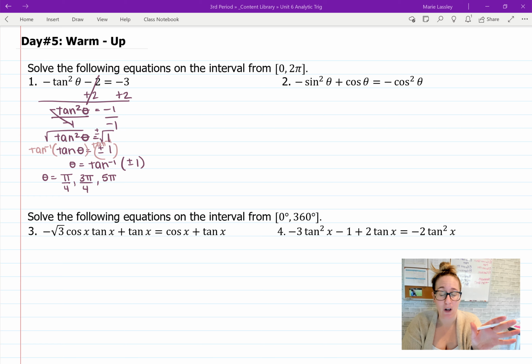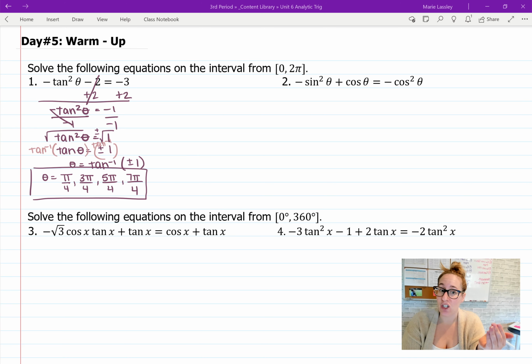So for this one, I'm looking at what I have. I have one sine and two cosines. So I have more cosines than sines, and what I'm going to do is change that sine squared so that it's written in terms of cosine. We're going to go to our Pythagorean identity, which says that sine squared plus cosine squared equals 1.